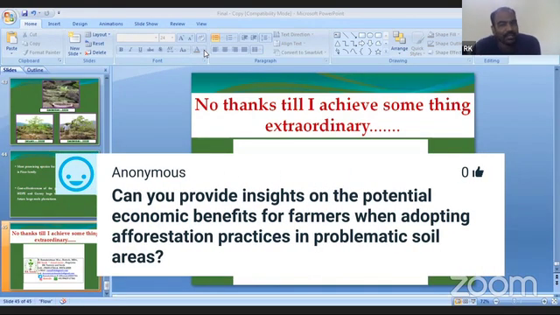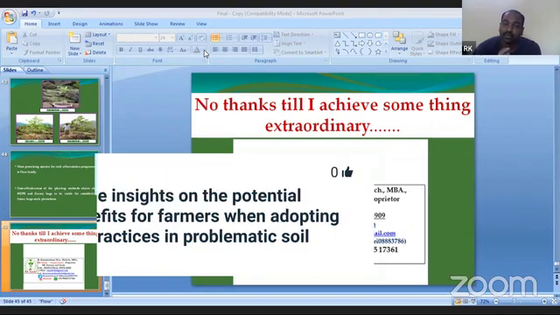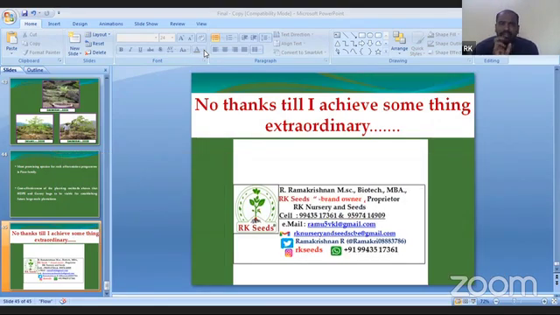Economic benefits, sir, it is a very good question. Suppose we plant fruit-bearing species. Suppose I am discussing minor species in this rocky area. You see tribal people collecting produce from there. It will come from that rocky area. So my selection is like this.